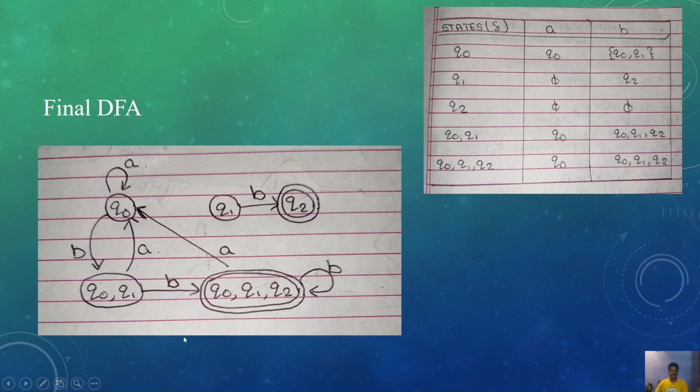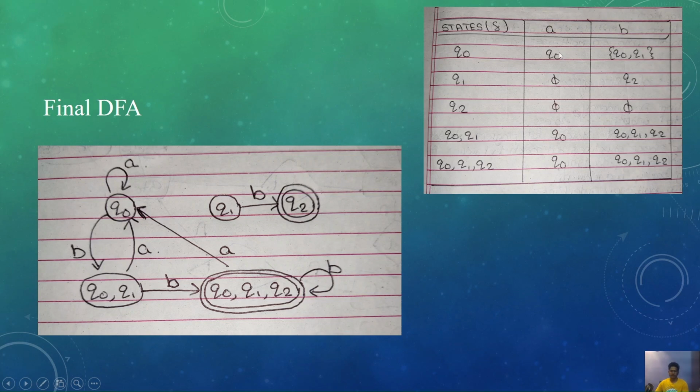So now let's analyze this figure. So Q0 on A stays in the Q0 state, so it's a self loop. Q0 on B moves to the Q0 comma Q1 state. Q1 on A is null, so there is no outgoing state from Q1 on A, and Q1 on B moves to the Q2 state, which is the final state. Q2 on both A and B is null, so there are no outgoing states on A and B from Q2.